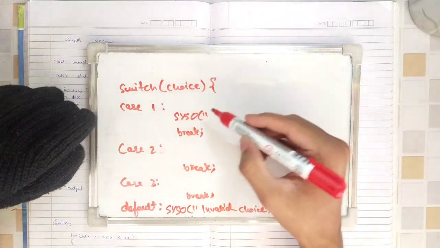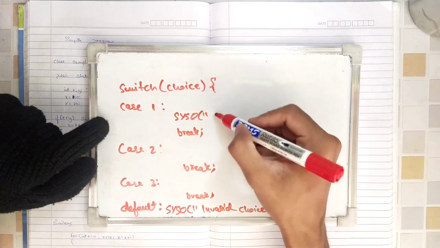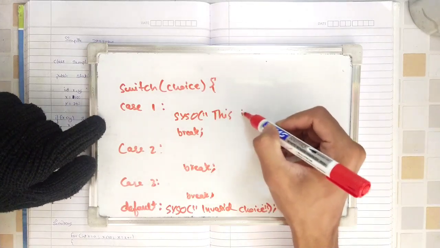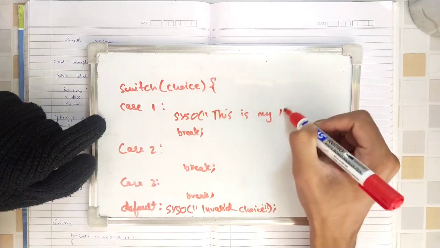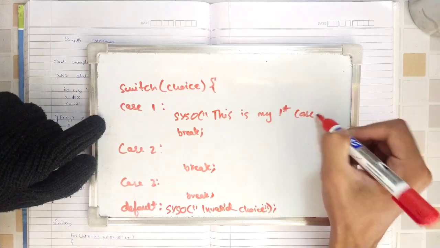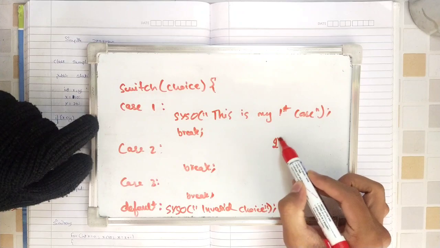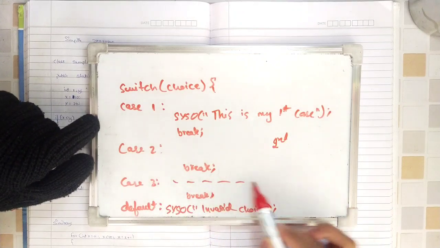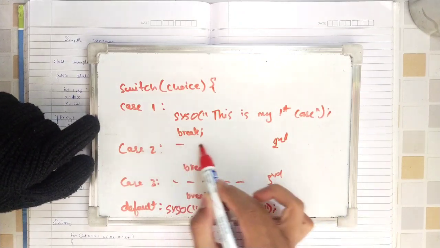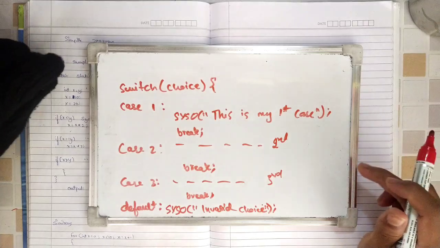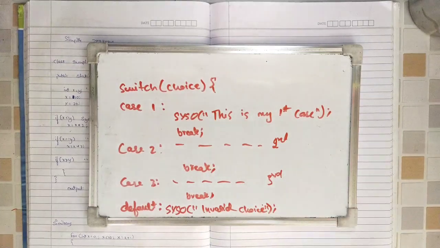So suppose case 1 with a print statement, this is my first case. Similarly I can write the second case, and here I can write the third case, like this. So whenever I run this program, what will happen if my entered choice is 1?